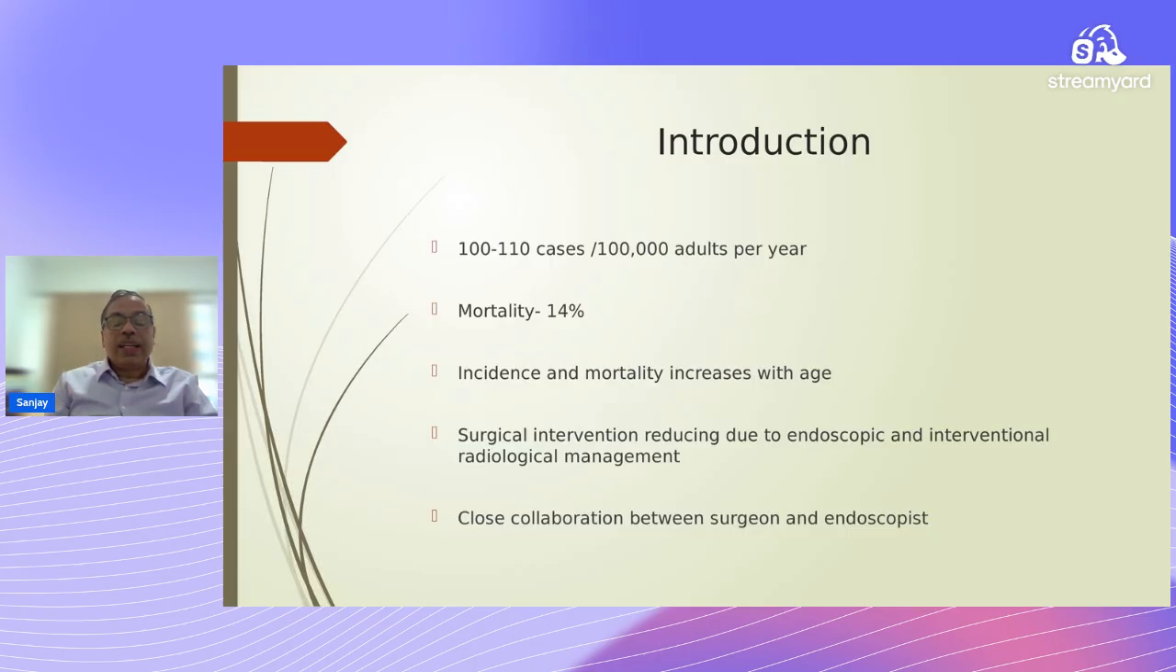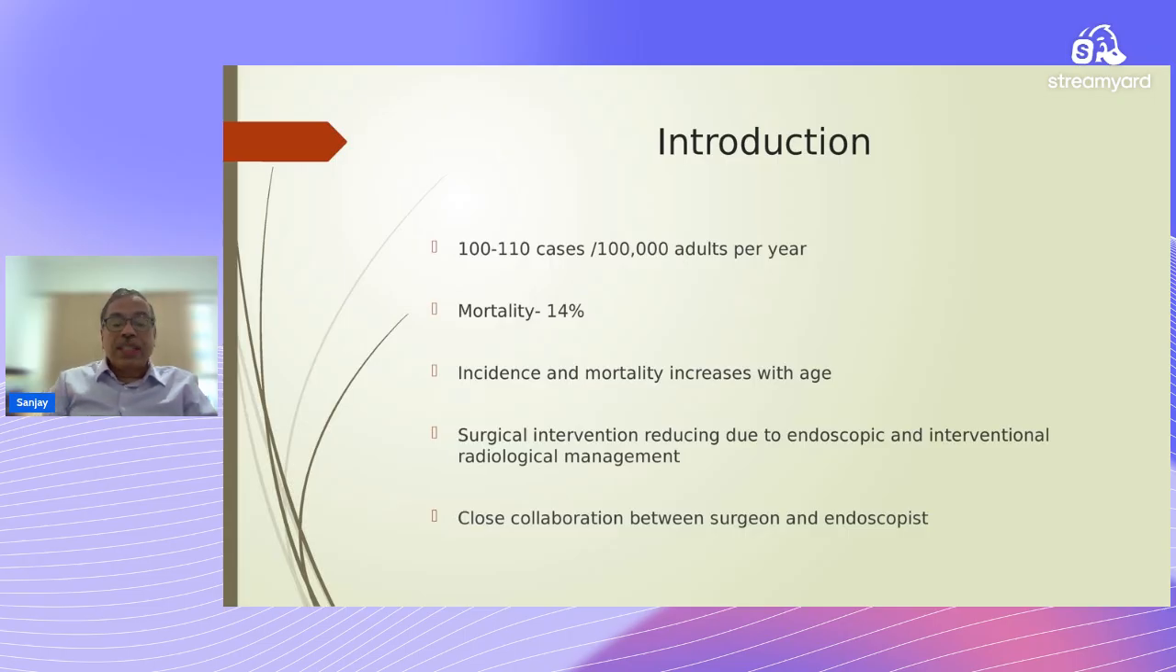The mortality still remains slightly higher compared to other GI emergencies. Different statistical studies have shown mortality to be about 14 to 15%. Increasing mortality and morbidity would occur with increasing age of the patient. That means as the age increases, the mortality and the morbidity would keep on increasing.